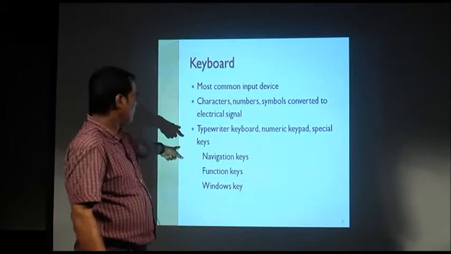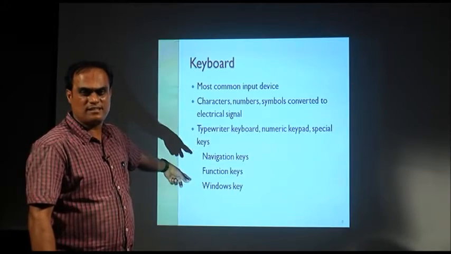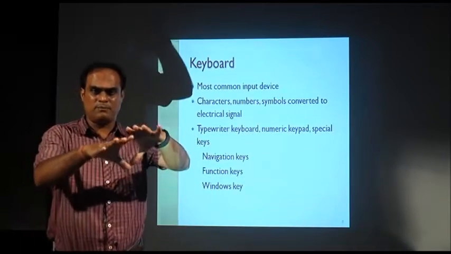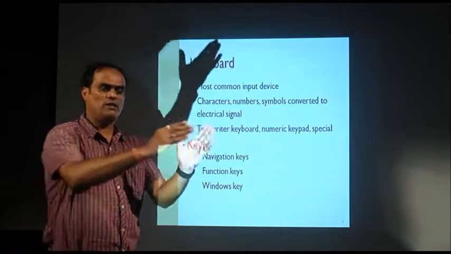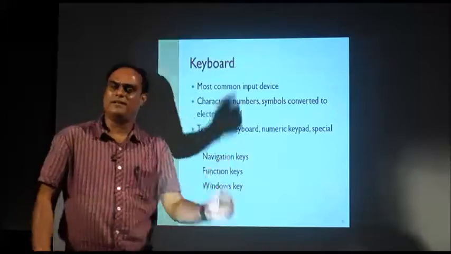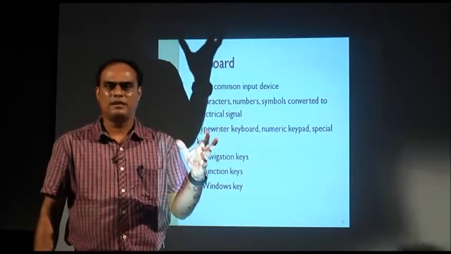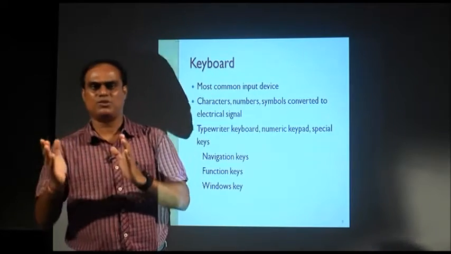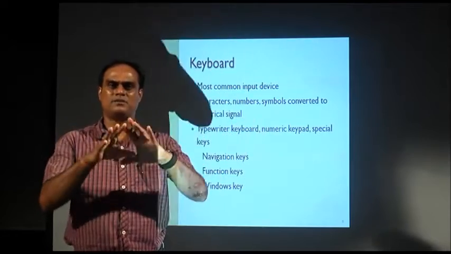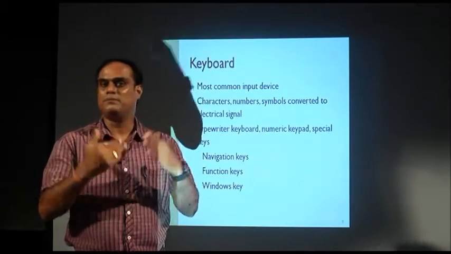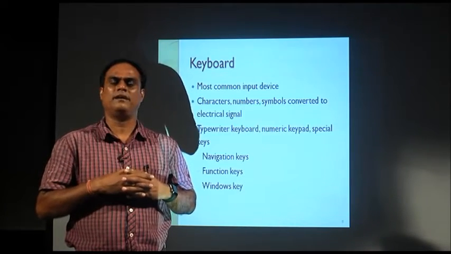Here navigation keys, function keys and Windows keys are there. So various keys, because apart from the alphabet and numeric keys, many other keys are there, and these are very essential to the computing system. When the user needs some user defined instruction, there are so many keys of different categories. So definitely, what exactly happens in the computing system?